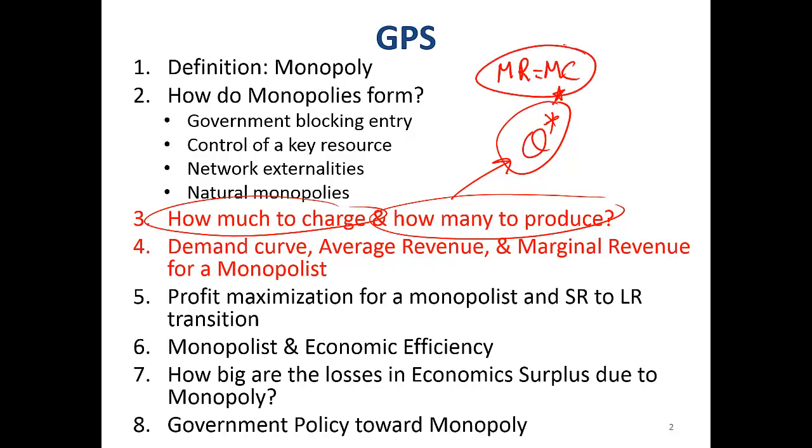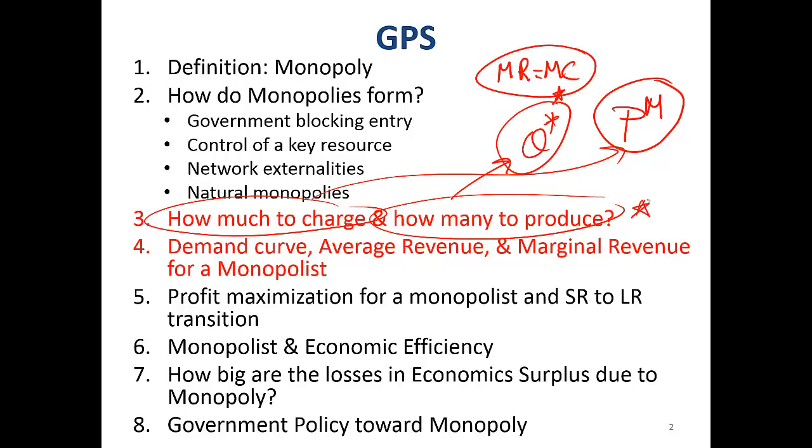Okay, so a monopolist will do the same thing, but a monopolist will actually get to choose its price too. So the monopolist will also determine its own price. We'll learn more about that.